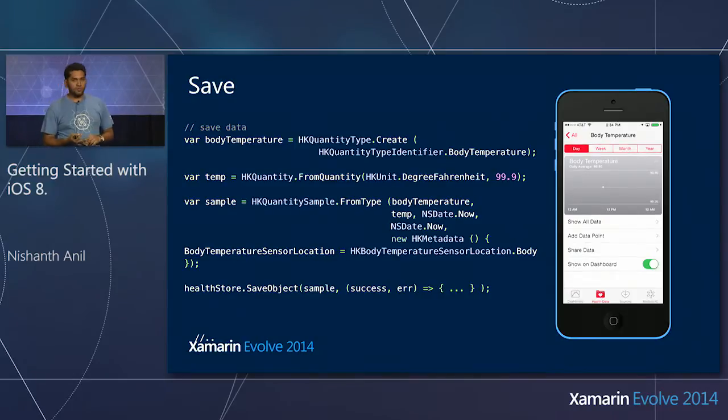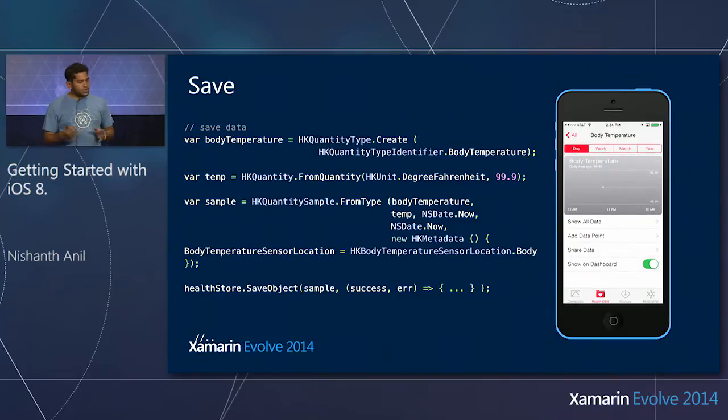And then there are two more pieces of information, the begin date and the end date. When exactly did you capture this information? That's important. In this example, I'm just using NSDate.now, but in your real app, you may have to use the right begin date and end date. And finally, you also have to provide the metadata, what exactly you captured and where, what the sensor location is. In this case, since it is body temperature, the HKBodyTemperatureSensorLocation was the body. And then finally, you go and save this data, healthStore.save object.